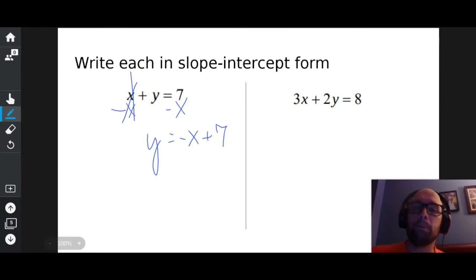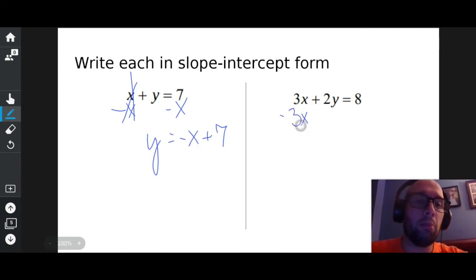Let's do it again. Is y all by itself? No. What's in the way? 3x. Anything else? 2. Which one should I get rid of first? 3x. Let's subtract 3x from both sides. Cross you out.